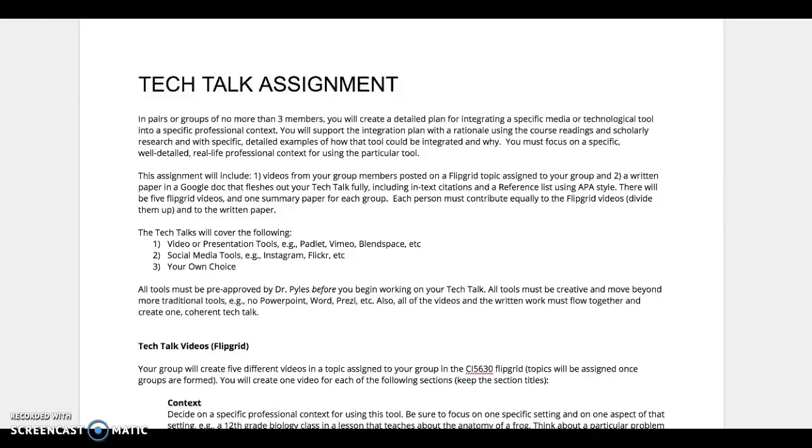So it might be that you really want to teach a particular concept and you know that your students often struggle with visualizing it. So you're going to choose a tool that will help them to see that, or help them to create their own visualizations of whatever specific content you're going to be teaching them. So it might be something like that.